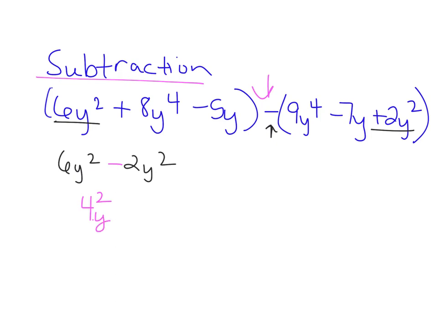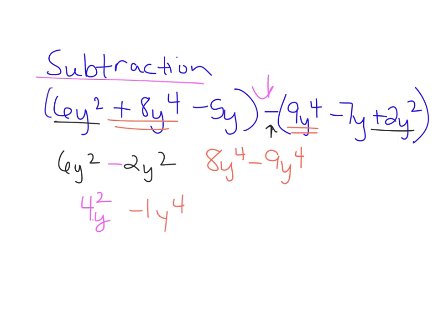Okay? All right, let's go to the second term. So I have an 8y to the fourth, and I have a 9y to the fourth. But again, pick up the subtraction. It almost helps to say it. So 8y to the fourth, pick up my minus sign, 9y to the fourth. 8y to the fourth minus 9y to the fourth gives me negative 1y to the fourth.